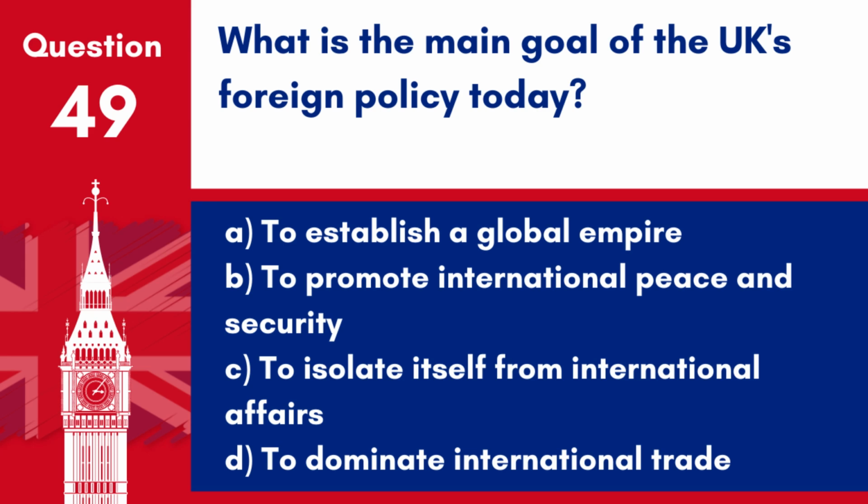Question 49. What is the main goal of the UK's foreign policy today? A. To establish a global empire. B. To promote international peace and security. C. To isolate itself from international affairs. D. To dominate international trade. Answer. B. To promote international peace and security. The UK's foreign policy focuses on promoting international peace and security, supporting democracy, human rights, and economic development globally.